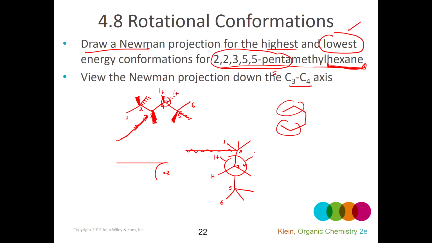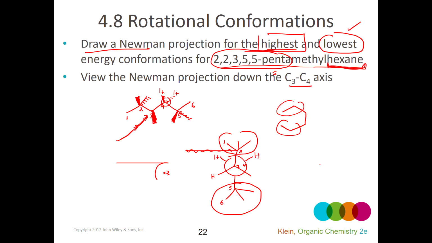So that's definitely the most stable version of this structure, because this very large group and this very large group are anti with respect to one another. So I could draw the bond line structure for the highest energy or least stable version of this, or I could just take my Newman projection and rotate it.